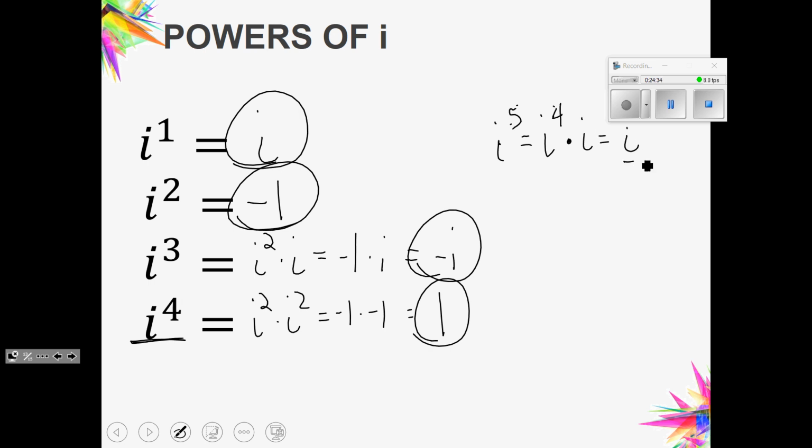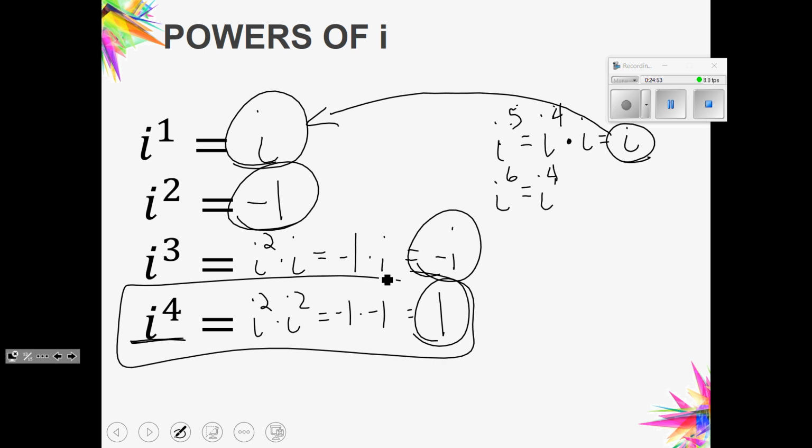So again, do you see that the pattern starts to repeat itself? i to the sixth could be i to the fourth times i squared, because anything to the fourth power is basically going to cancel out. We know i to the fourth is equal to 1 and i squared is equal to negative 1, so that's equal to negative 1. Again, the pattern starts to repeat itself.